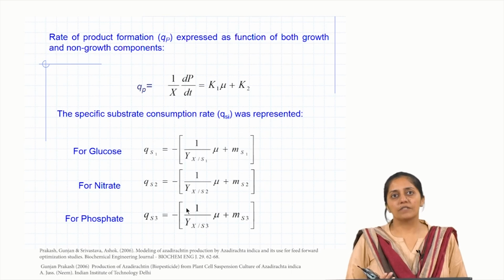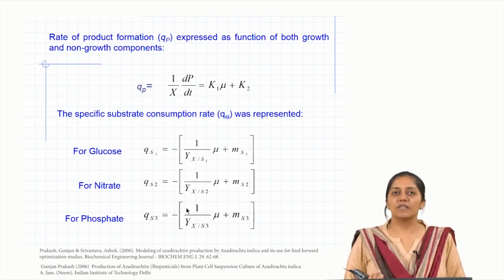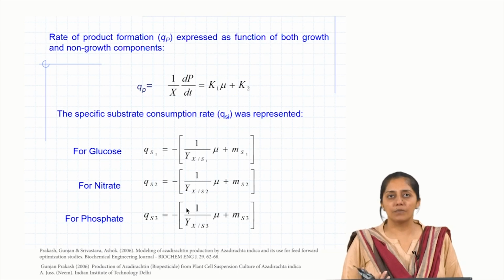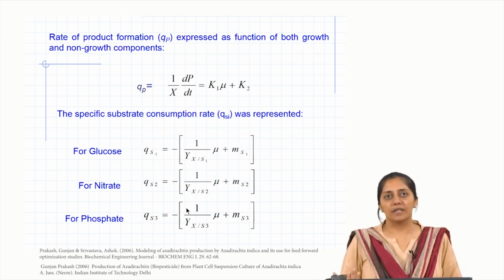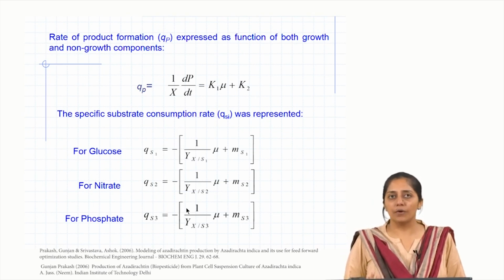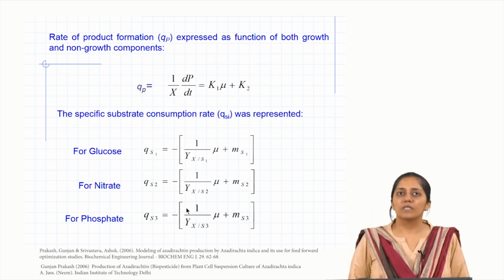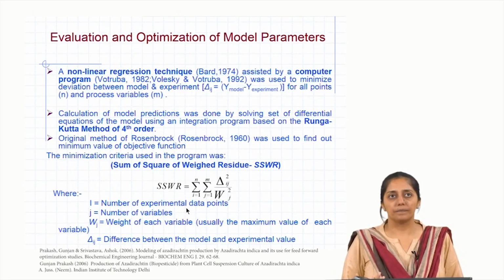The last three equations demonstrate the specific substrate utilization rates, where mS, mS1, mS2 and mS3 stand for the maintenance coefficients with respect to each of the three critical nutrients, and Y X/S stands for the yield coefficients with respect to substrates, and mu is the specific growth rate of the culture.